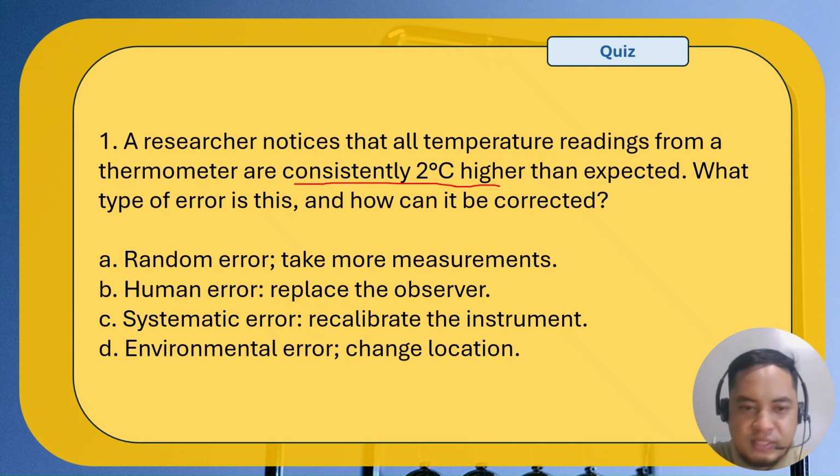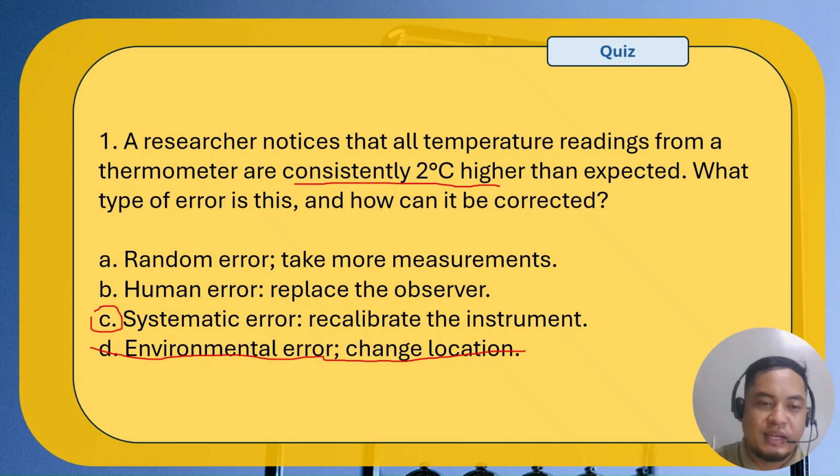Okay, so let's reveal the answer. Letter D is not the correct answer, because environmental error is not part of the two types of errors. When we talk about uncertainty of measurement, systematic error is consistent, and if you want to correct it, you can recalibrate the instrument. So I guess it's the perfect answer, right? Human error and then replace the observer.